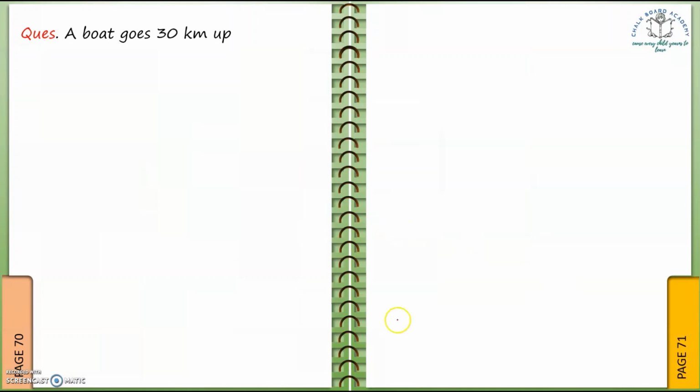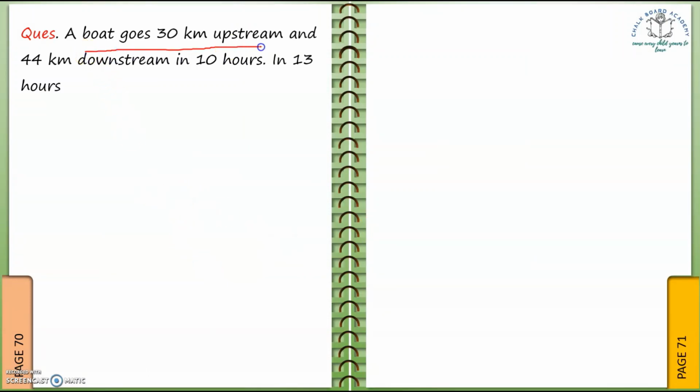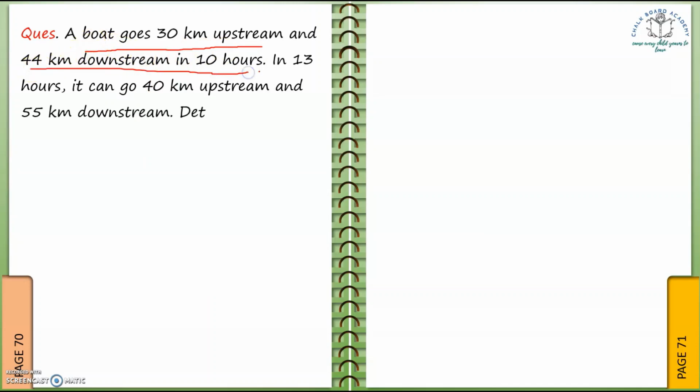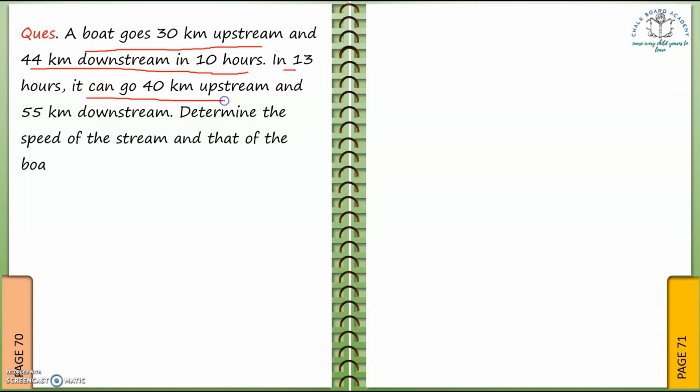So here's the question which states: a boat goes 30 km upstream and 44 km downstream in 10 hours. In 13 hours, it can go 40 km upstream and 55 km downstream. Determine the speed of the stream and that of the boat in still water.